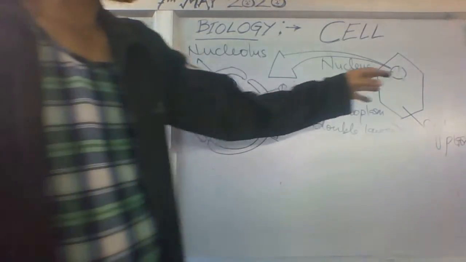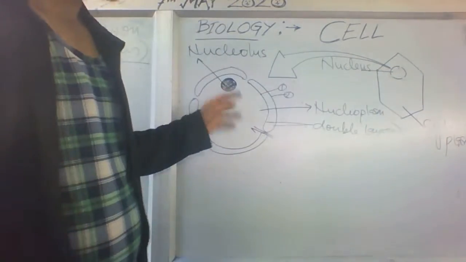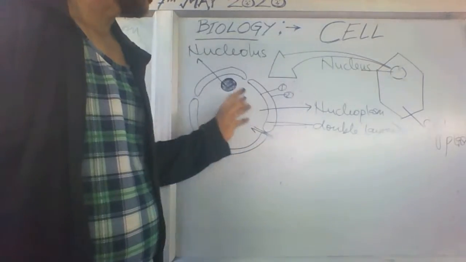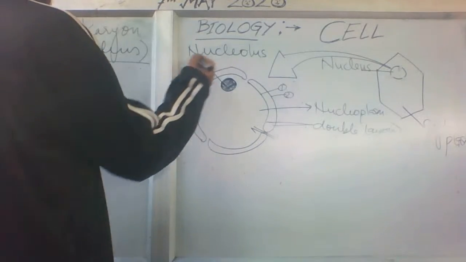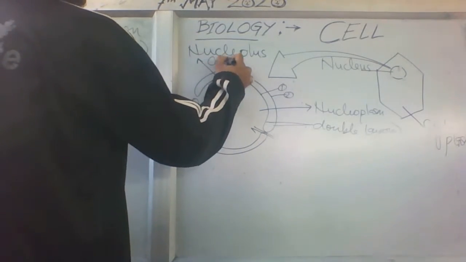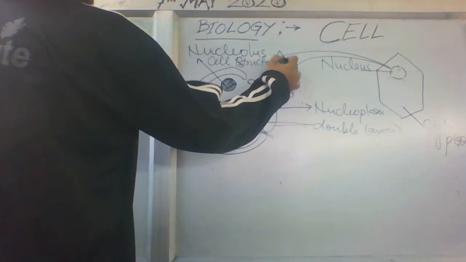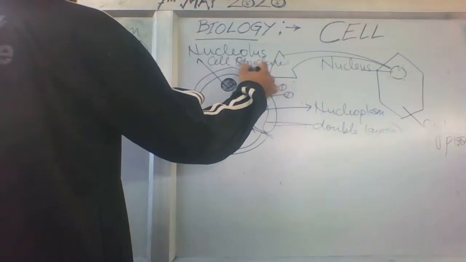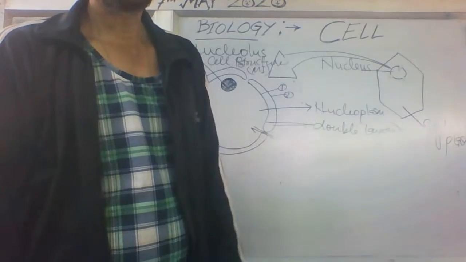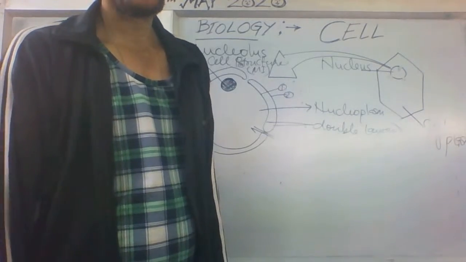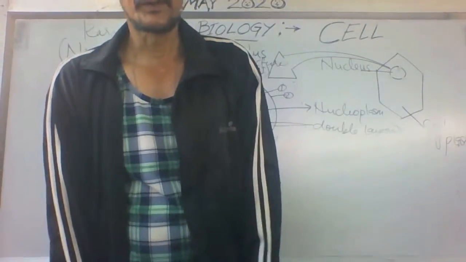Where is it seen? It is seen inside the cell, so it is called a cell structure. The nucleus is the most important cell structure, the most important part of the cell. Is it clearly visible? Now, where are we going next to understand it?